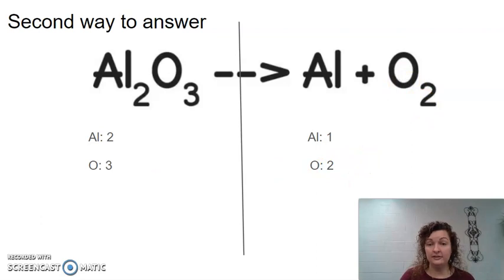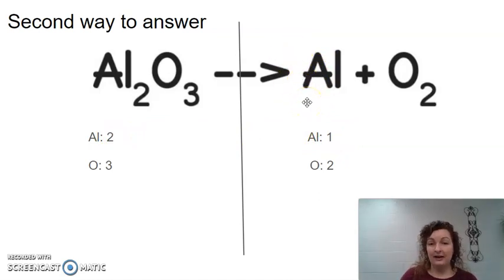Clearly we're not balanced, right? So you want to start with whatever one is lower, and you want to make that one increase. So we're going to start with aluminum. Aluminum is lower on this side. It only has 1, and the other side has 2, right? So we need to make this 2. How can we do that? We can add a coefficient.